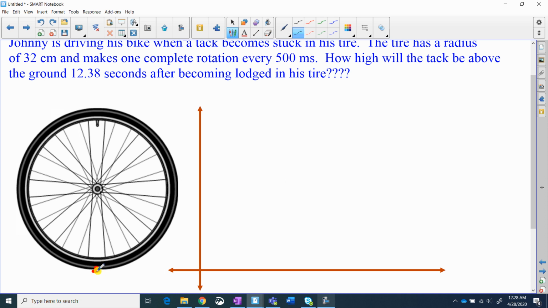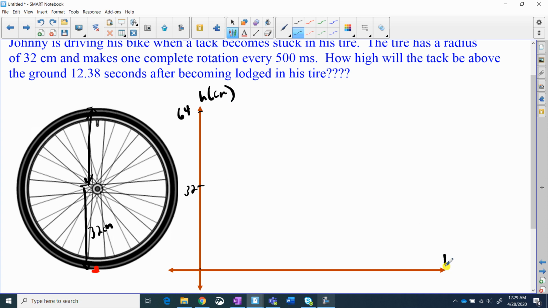The lowest point is obviously going to be here when it hits the ground and picks up the tack. The wheel has a radius of 32. So from there down to there, 32, which means the middle of this graph will be at 32. When the tack gets up to the top of the wheel up here, that'll be another 32. So the top point should be 64. All right, so this one will go from 0 to 64. This will be the height in centimeters.